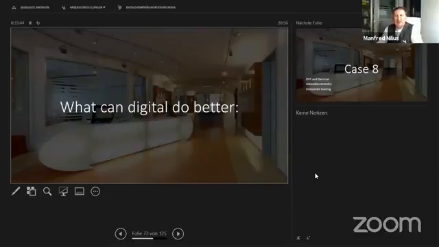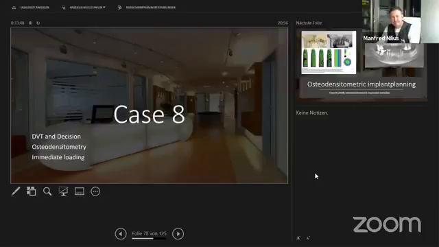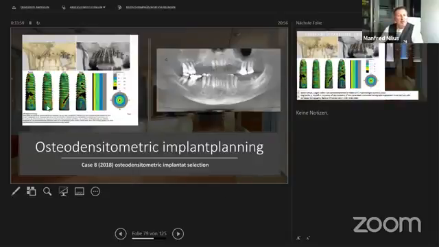What can digital do in this case even better? DVT allows for osteodensitometric evaluation, and here you can see, when you make planning with an implant planning tool, you have a degree about the condition of the bone. Is it D1, D2, D3, or D4 bone? And then you can decide what would be the best implant for the situation.